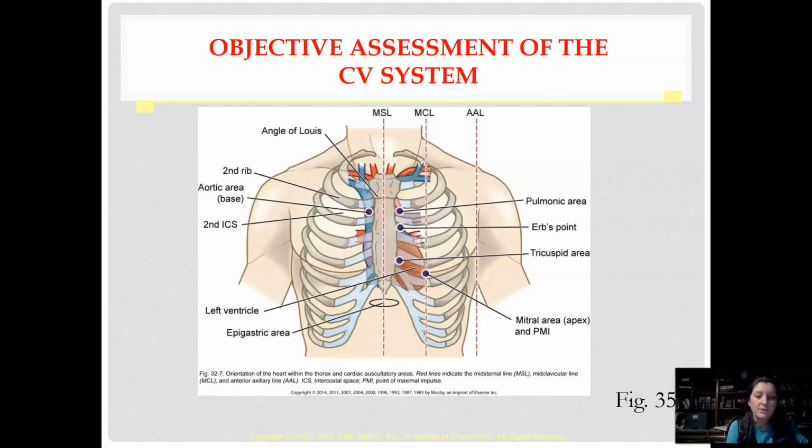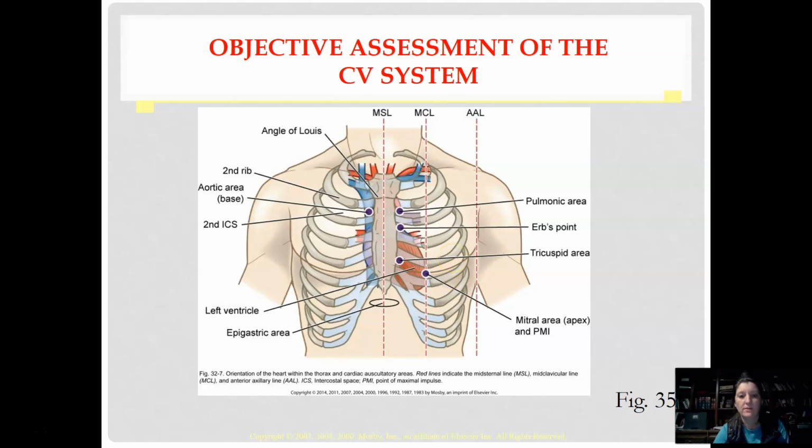We want to listen for any extra heart sounds or murmurs, and it's possible that you'll notice a pulse deficit, which is when you listen to the heart with your stethoscope and you feel the radial pulse. Are you feeling in the wrist every heartbeat that you're hearing over the heart? That can happen with atrial fibrillation. That's an abnormal rhythm where we can hear the heart beating extra, but it's not being transmitted out to the radial pulse.